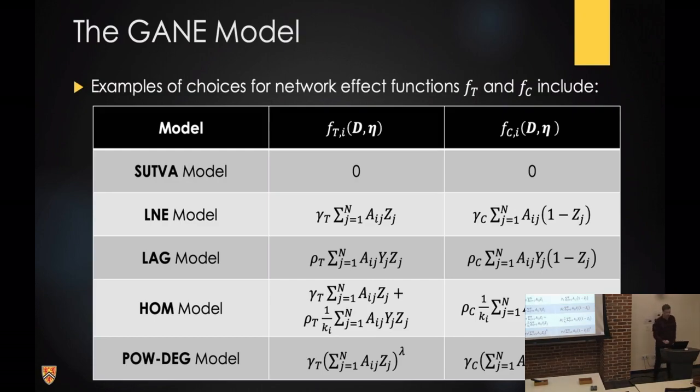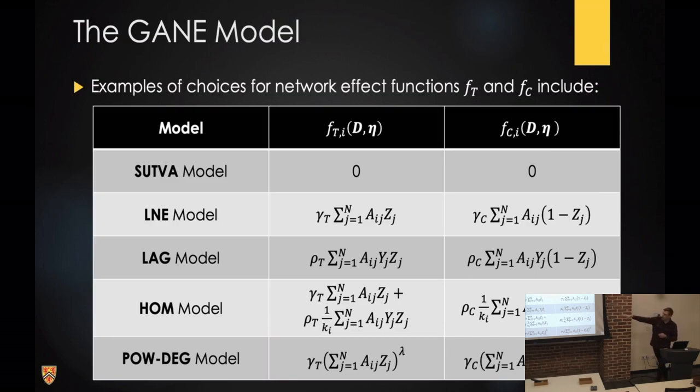Then there's something called the local aggregate model, that's what the LAG stands for, and that functions very much like this linear network effect model, but instead of just counting how many treated and controlled neighbors we have, what this does is it asks what is essentially the average response of my treated and controlled neighbors. So it's more like a spatially autoregressive model in that respect.